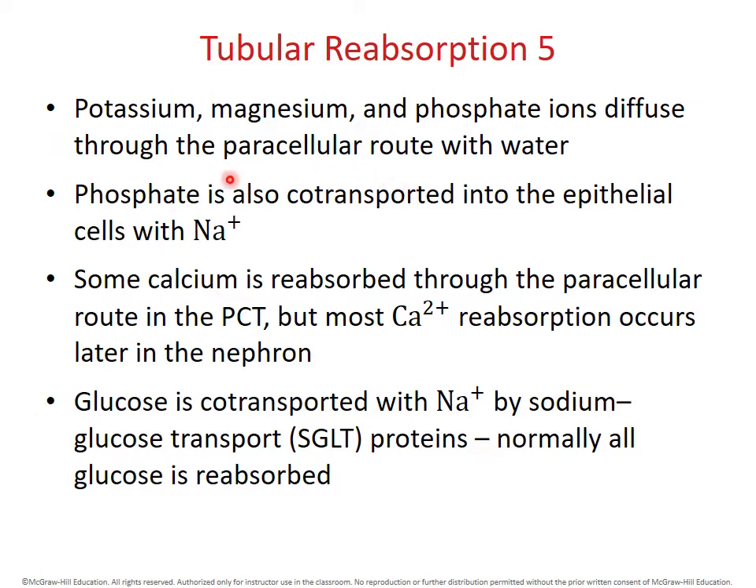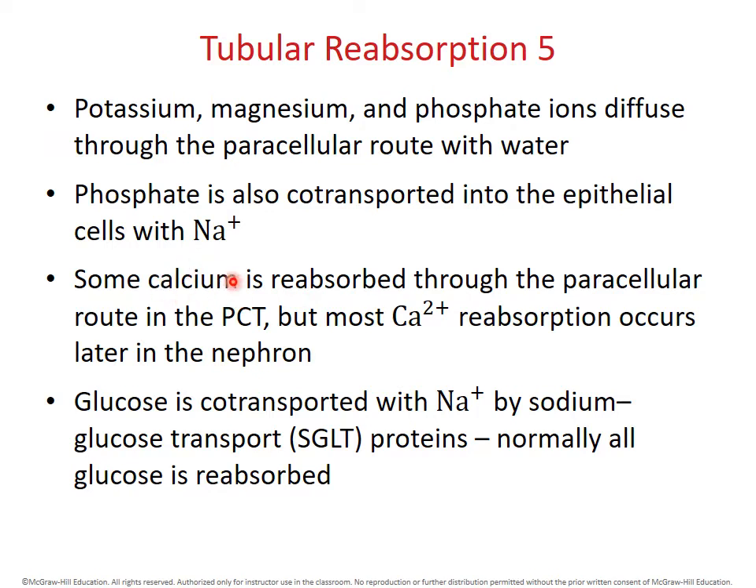Other molecules will diffuse. Again, we just saw potassium has a symport with chloride. Potassium can also pass through the paracellular route through simple diffusion. Magnesium is reabsorbed this way, and so is some of the phosphate. Phosphate is also co-transported with sodium ions, so phosphate is another thing that shares a symport with sodium as it moves through. Calcium is an interesting ion.